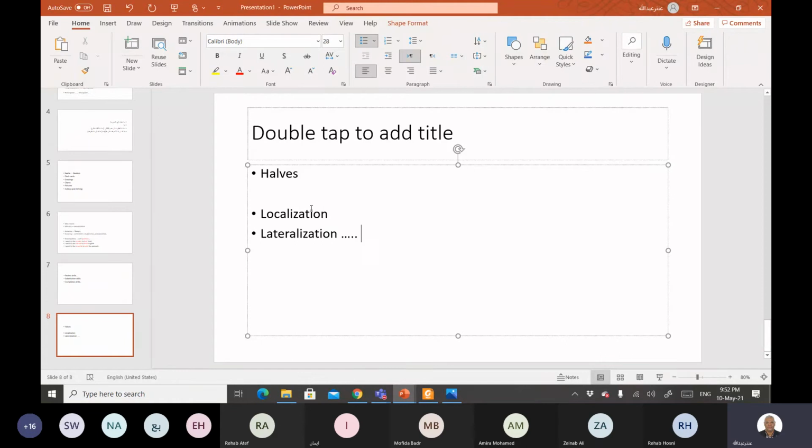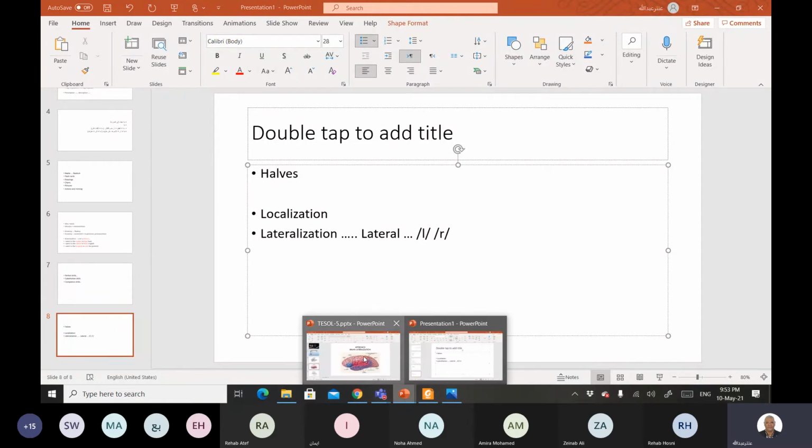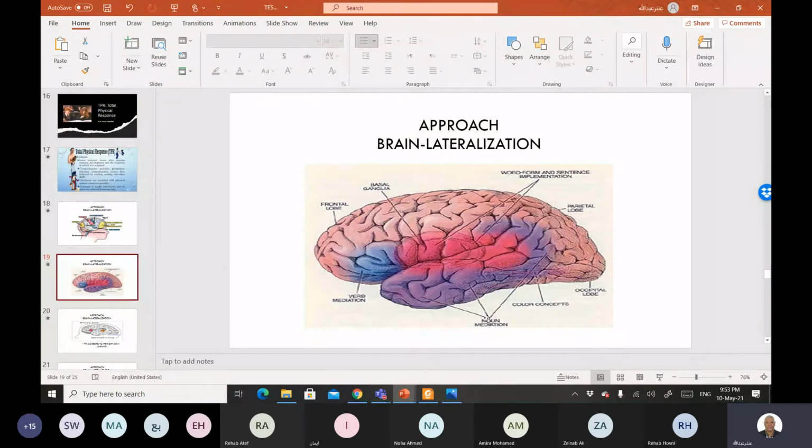Remember in phonetics that some sounds were lateral, meaning they come out from the sides of the tongue, like the sounds L and R. If you would like to produce them correctly, the air should come from the two sides of the tongue. That's why they are lateral sounds or lateral phonemes. In the brain, lateralization means that language is lateralized, located on one side of the brain, which is the left side.